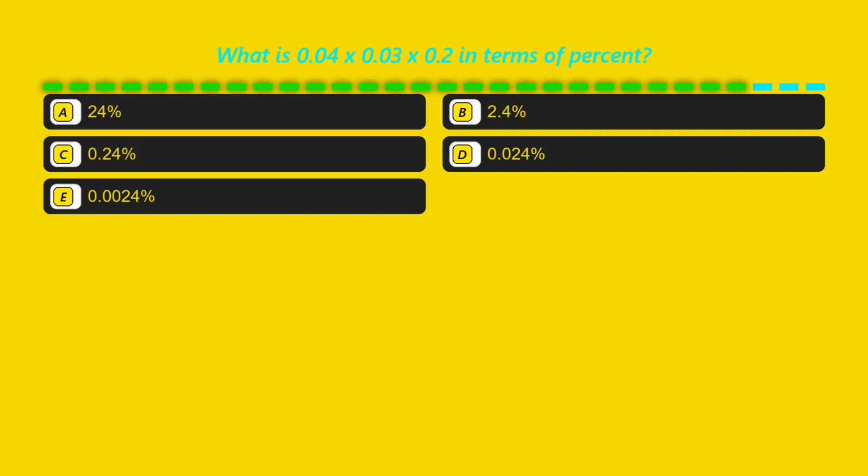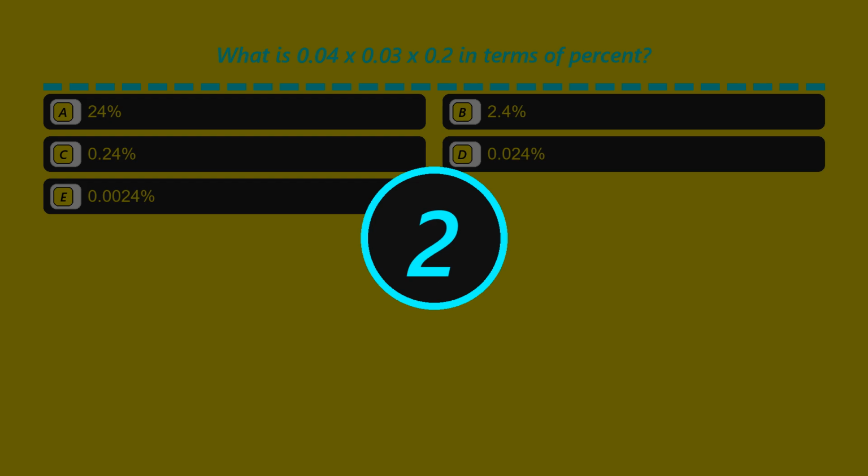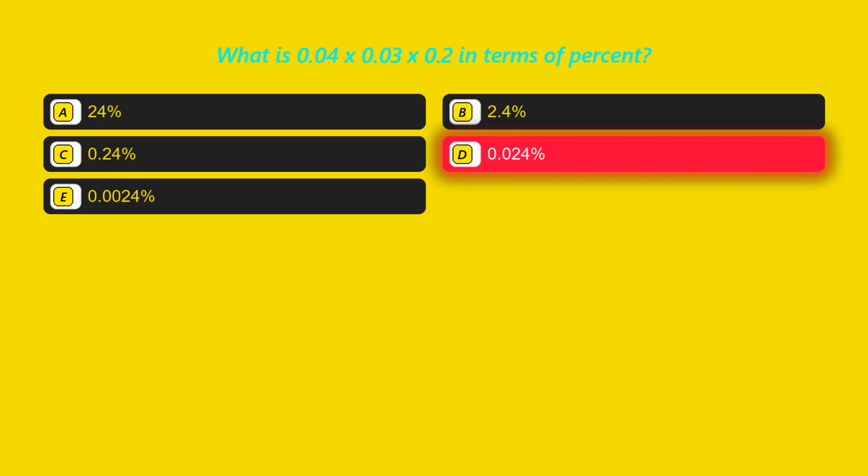Question 5. What is 0.04 * 0.03 * 0.2 in terms of percent? Option A, 24%. Option B, 2.4%. Option C, 0.24%. Option D, 0.024%. Option E, 0.0024%. The correct answer is option D, 0.024%.